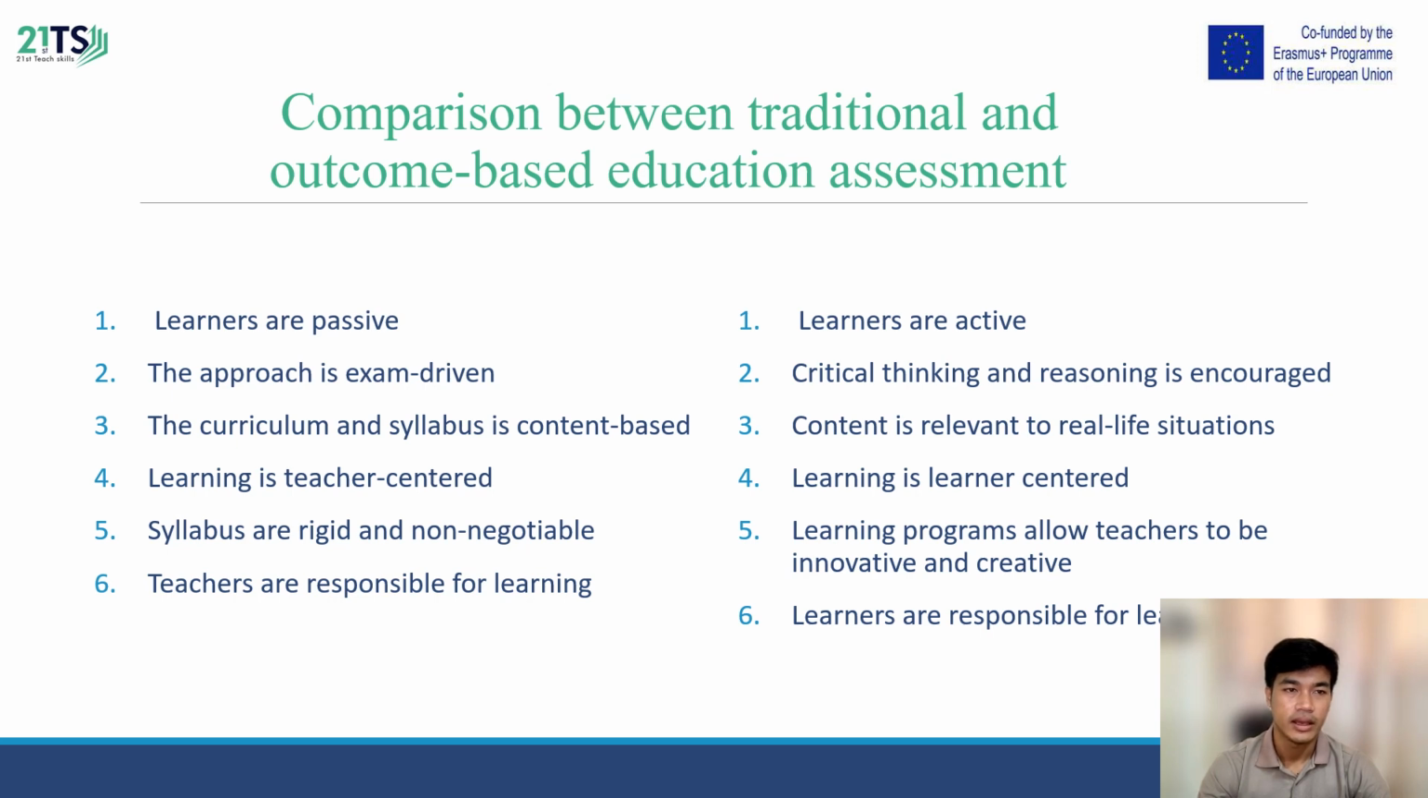Comparison between traditional and outcome-based education assessment. These are the comparisons between traditional and outcome-based education assessment. The left-hand side is traditional. 1. Learners are passive. 2. The approach is exam driven. 3. The curriculum and syllabus is content based. 4. Learning is teacher centered. 5. Syllabi are rigid and non-negotiable. And the last one, teachers are responsible for learning.